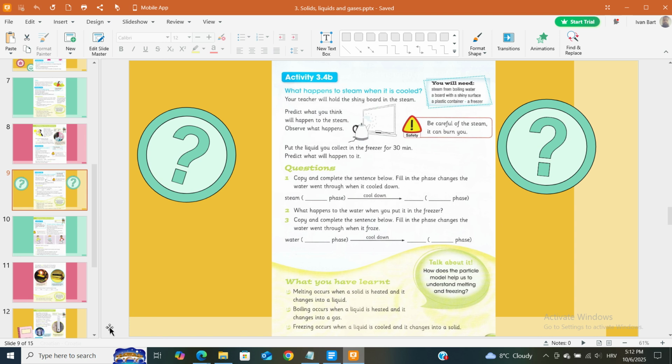What you have learned: melting occurs when a solid is heated and it changes into a liquid. Boiling occurs when a liquid is heated and it changes into a gas. Talk about it. How does the particle model help us to understand melting and freezing? Freezing occurs when a liquid is cooled and it changes into a solid.